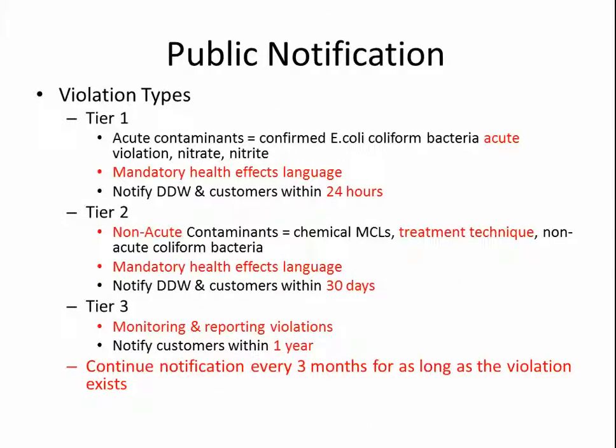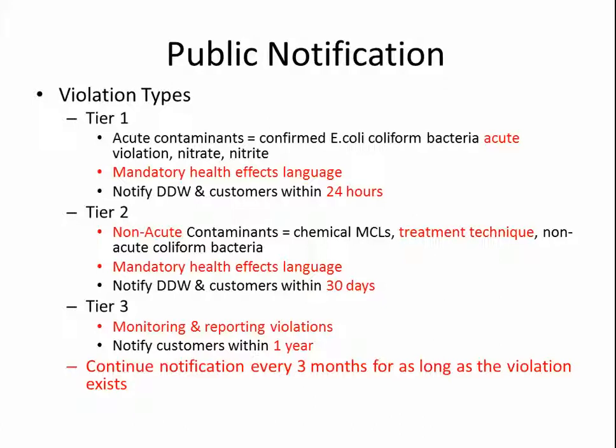Public notification. There are 3 types of violations and 3 tiers of public notification. The first violation type is a tier 1, and that is anytime you have an acute contaminant, an example is confirmed E. coli bacteria, which is a boil order, or if you exceed the nitrate or nitrite MCL, then you have to notify the division and your customers within 24 hours, and there is mandatory health effects language that you have to use, and we have templates of those if you need them.